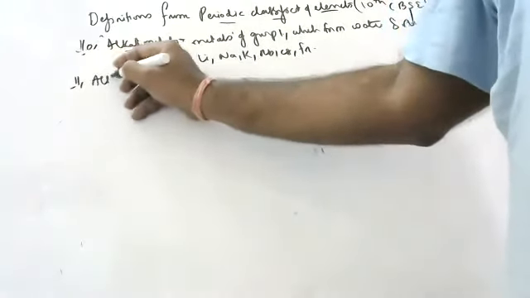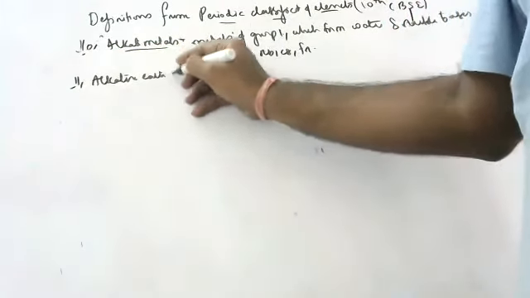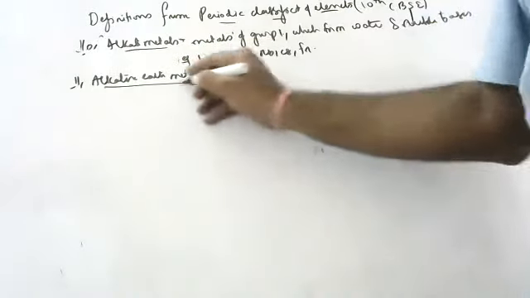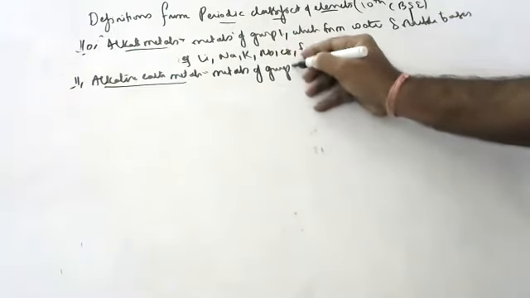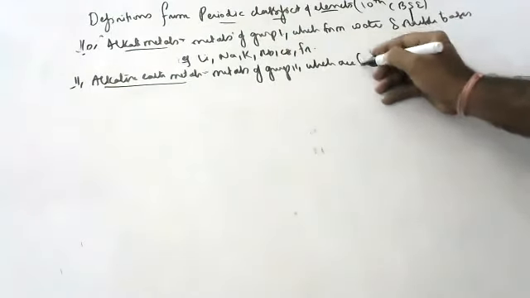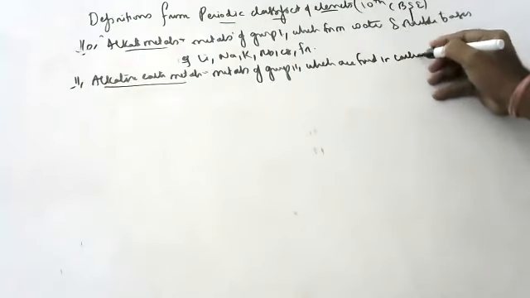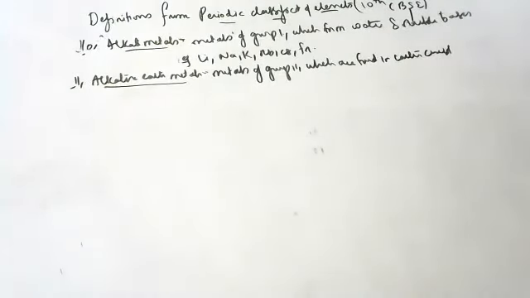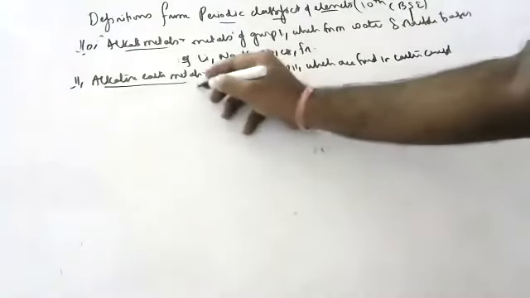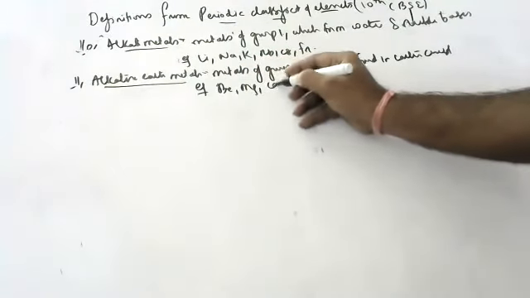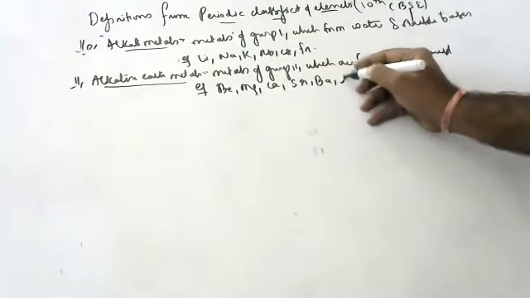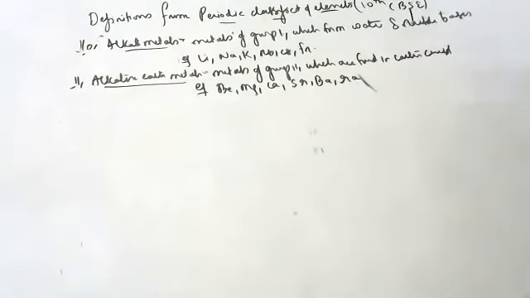Next, what are alkaline earth metals? Metals of group 2 which are found mostly in Earth's crust. You have to write: metals of group 2 which are found in Earth's crust. Example: beryllium, magnesium, calcium, strontium, barium, radium.